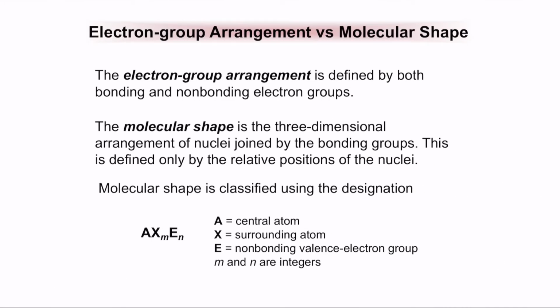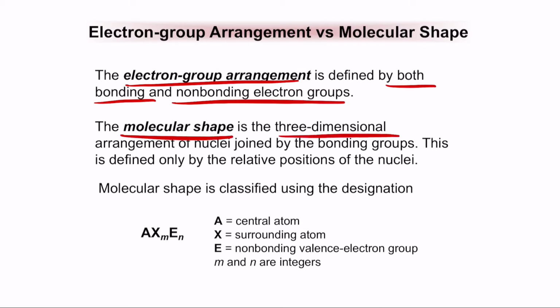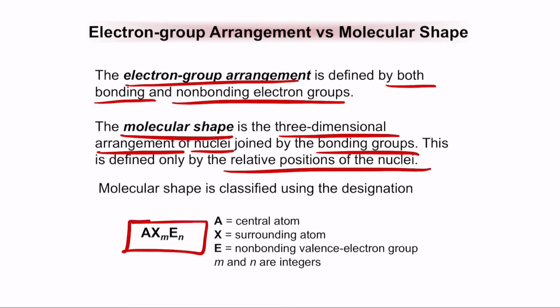Now the electron group arrangement is defined by both the bonding and the non-bonding electron groups. So the molecular shape here is always a 3-dimensional arrangement of nuclei joined together by the bonding groups. So this is defined only by the relative positions of the nuclei. The molecular shape is written as AXmEn, where A represents the central atom, X represents the surrounding atom, E represents the non-bonding valence electron groups, and m and n here are integers.